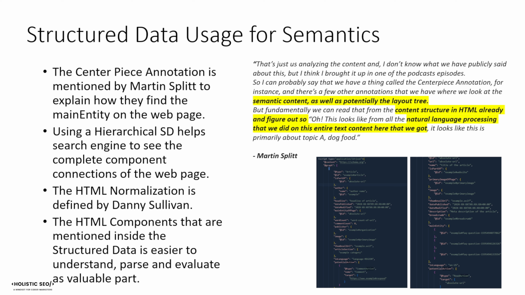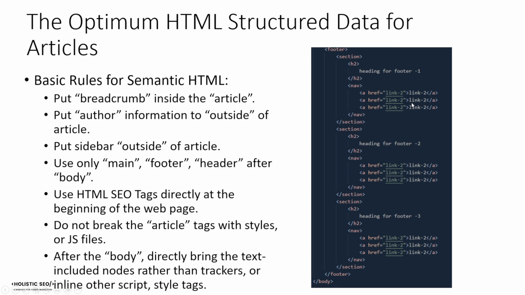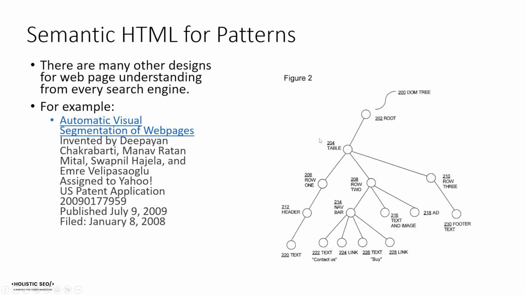As you remember from the beginning part of the presentation from Google designs, and also from the WIPP algorithm, I told you that the center section of the document is more important, and the top section is also more important, and that's why we see the LCP there. The largest contentful paint understanding and centerpiece annotation understanding align with each other. And here he says semantic content as well as potentially the layout tree. The layout tree is this, basically the rows.